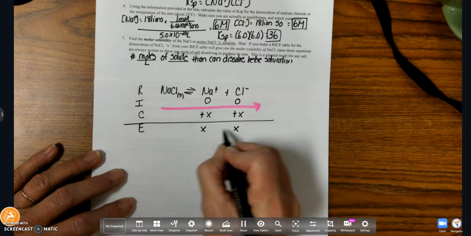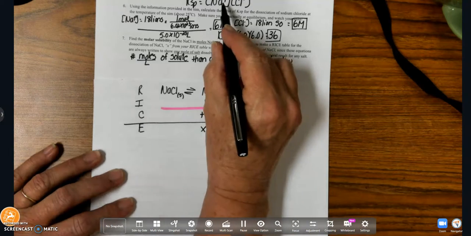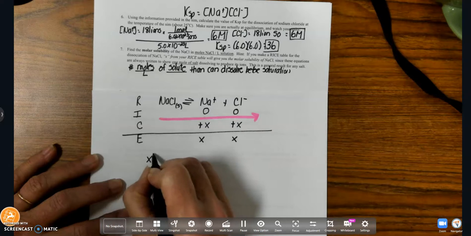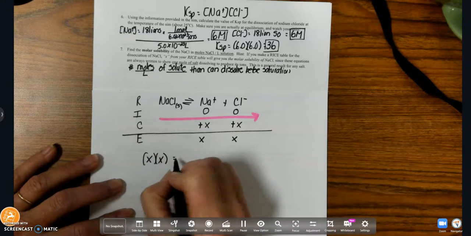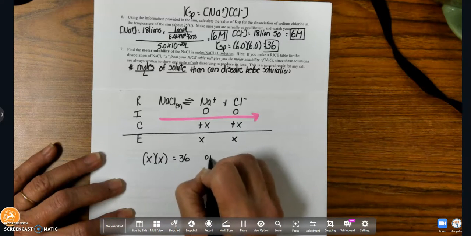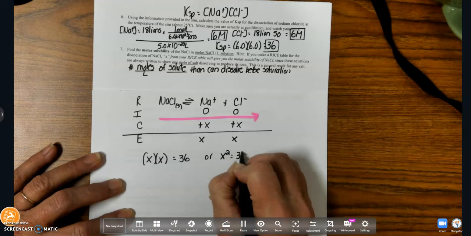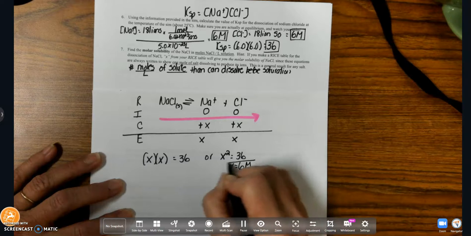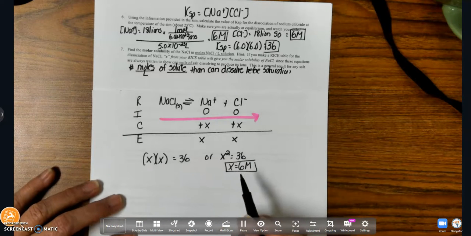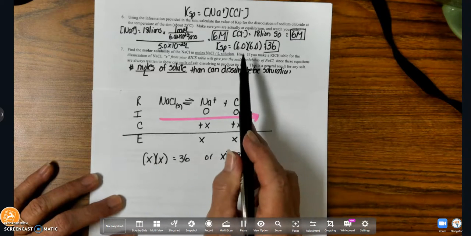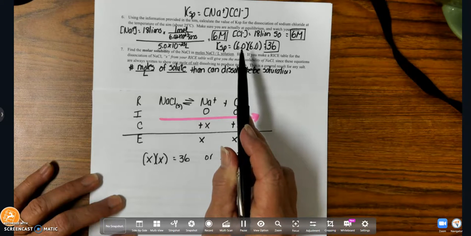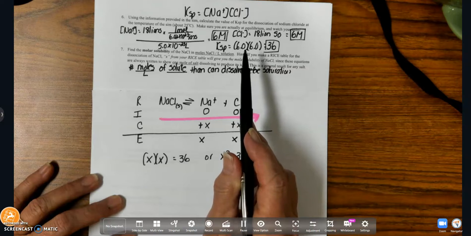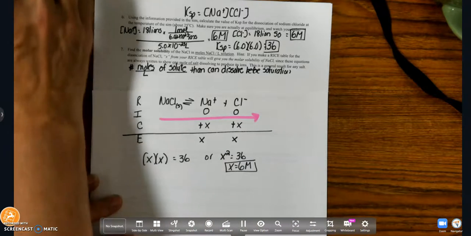We know that all we have to do is set these equal, take our product, our 2 ions here, X times X is equal to 36, or X squared is equal to 36, so X is equal to 6. Now, in this case, the molar solubility and the equilibrium concentrations are the same, but that is not always the case.